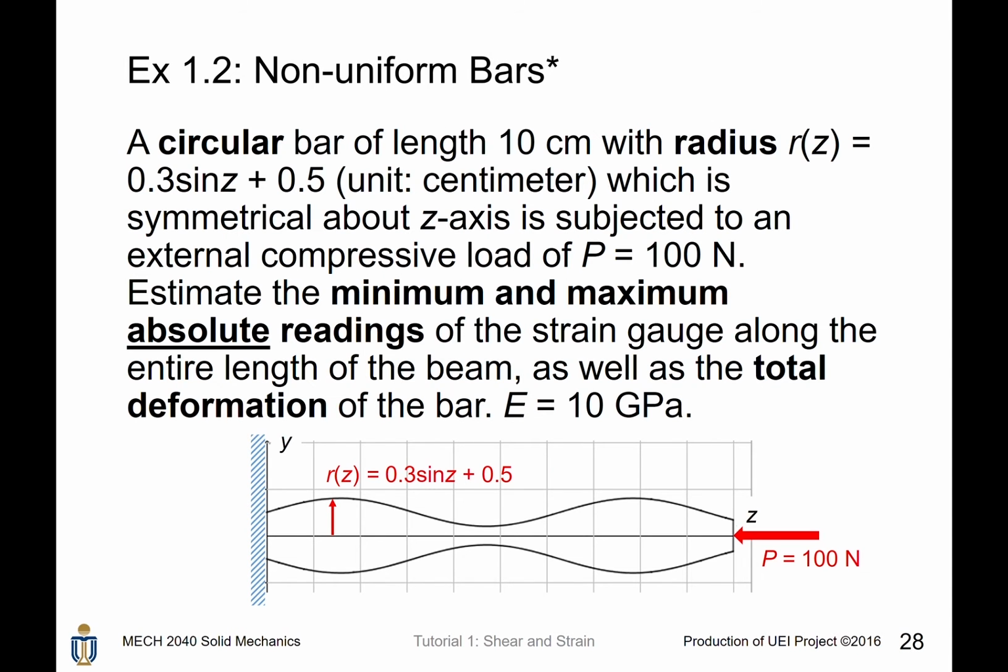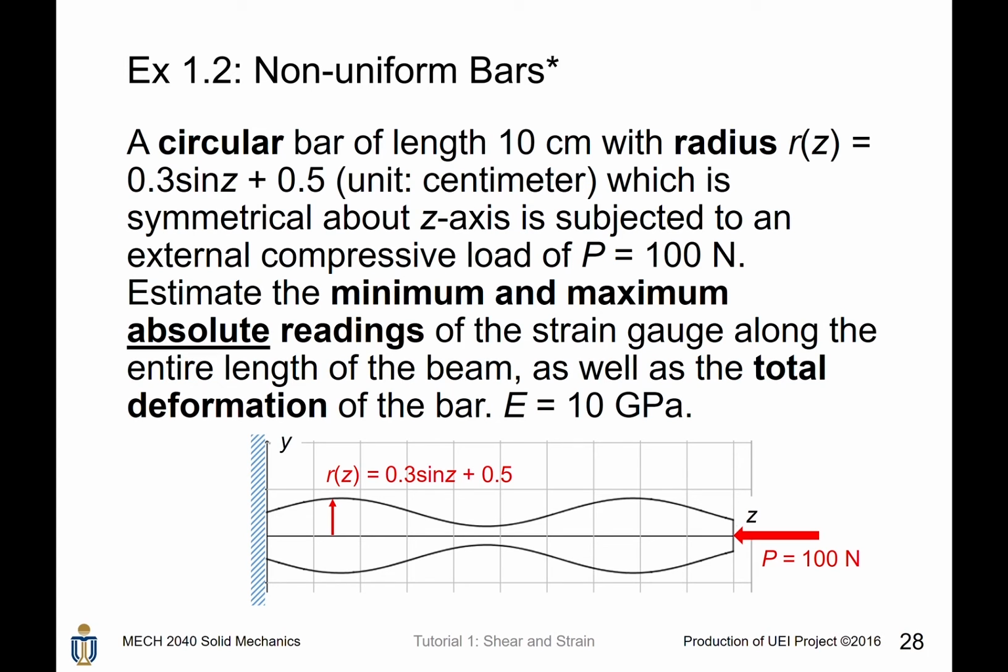Next is talking about non-uniform bars. For the circular bar, this problem is a little bit complicated, so I will use a numerical method. I used Wolfram Alpha to solve this problem. It just gives you an impression about how you can deal with variable cross-sectional problems.